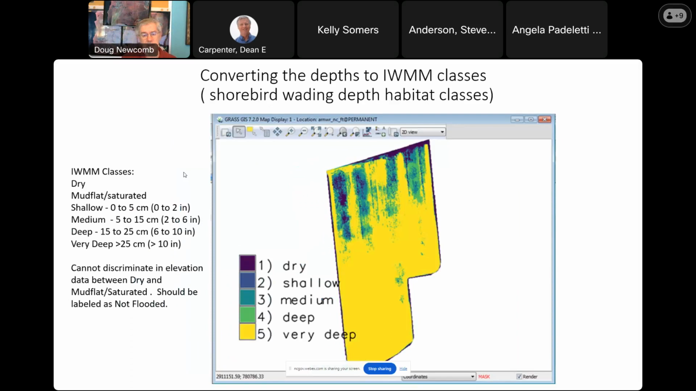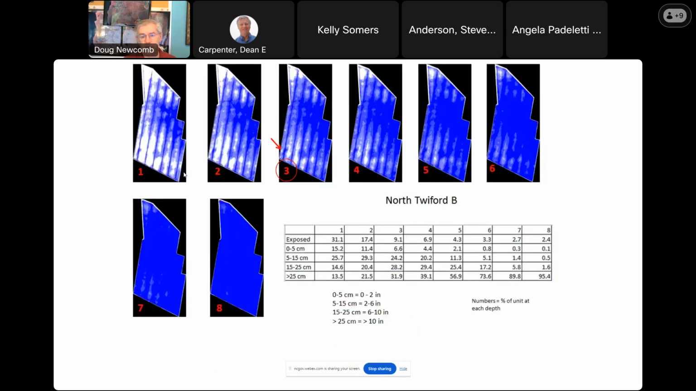And so when we have the impoundment filled up to a specific depth, we can estimate the habitat use for different bird species within that. And then you can go through and do an analysis at multiple elevations of the water level. And for each one of those elevations, you can calculate out what percentage of that impoundment is usable by the waterfowl or shorebirds.